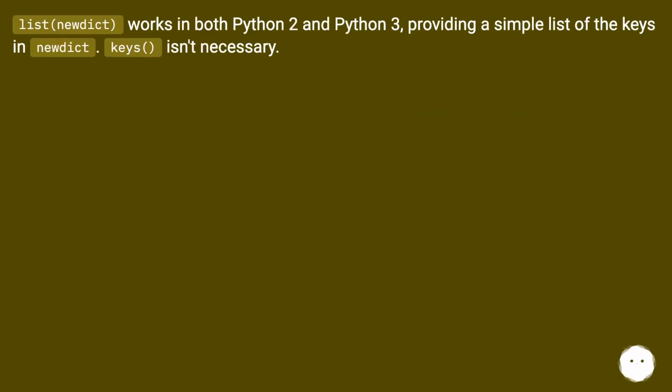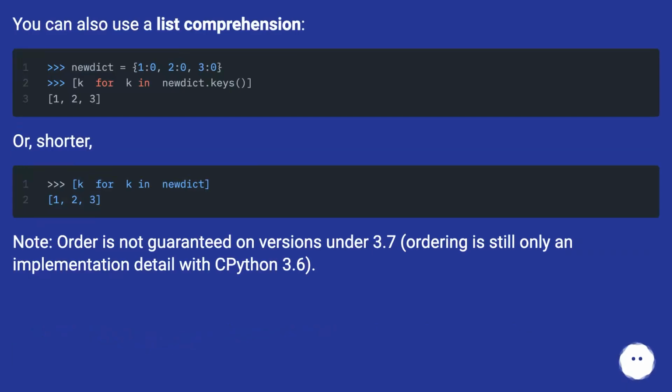list(newdict) works in both Python 2 and Python 3, providing a simple list of the keys in newdict. .keys() isn't necessary. You can also use a list comprehension. Or, shorter. Note, order is not guaranteed on versions under 3.7. Ordering is still only an implementation detail with Python 3.6.